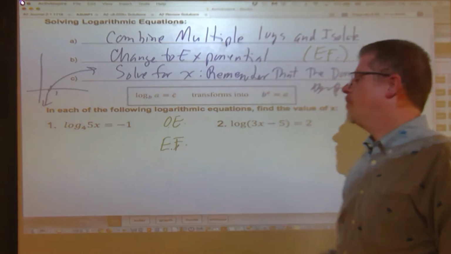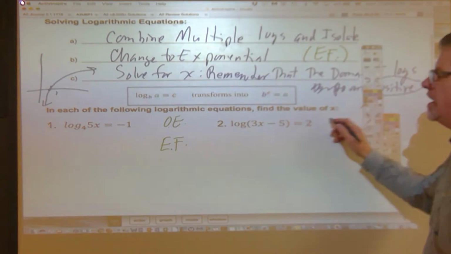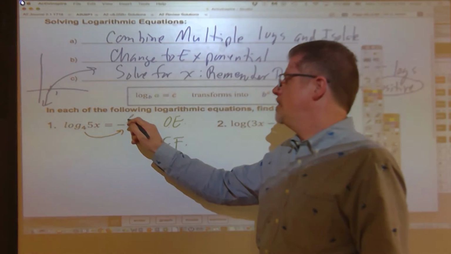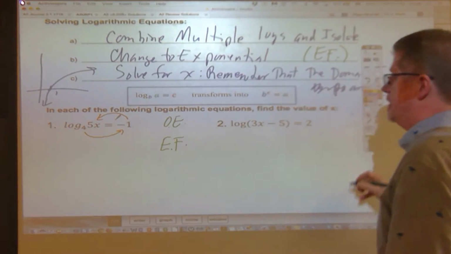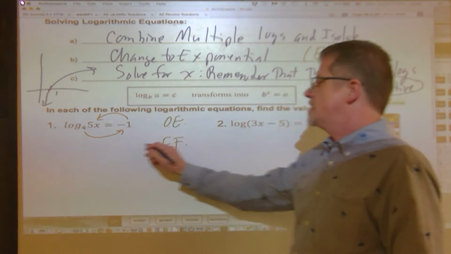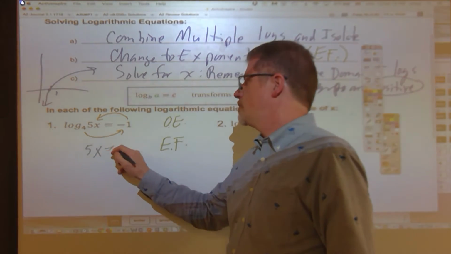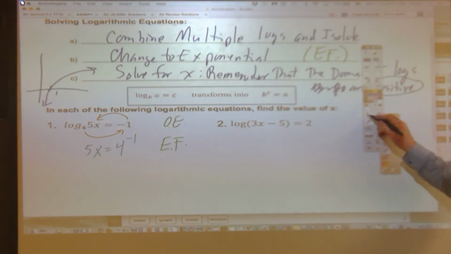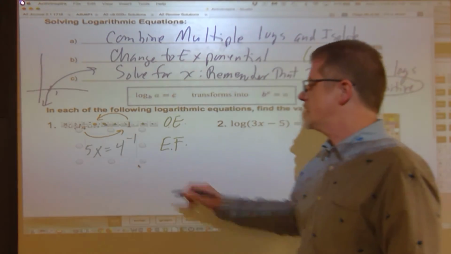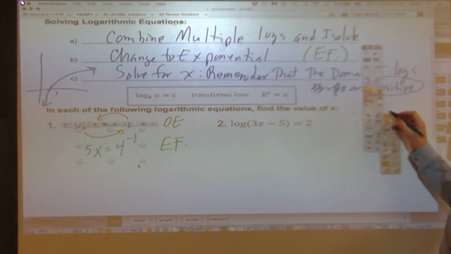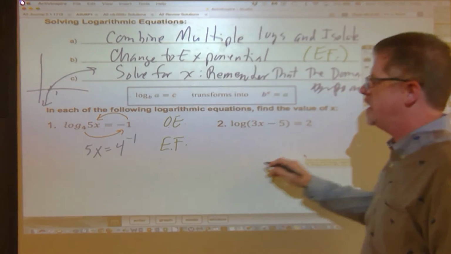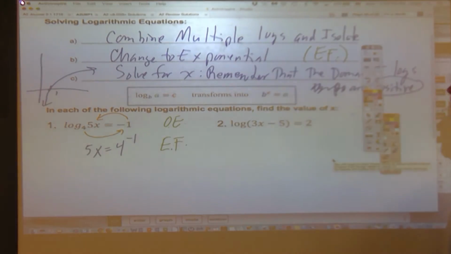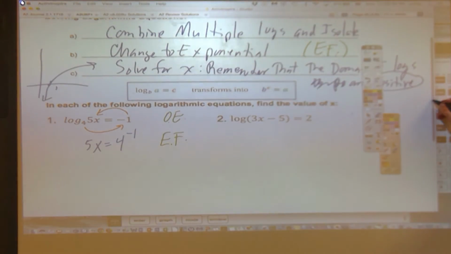Now, exponential form is really a signal that it's time to use the arrow thing. 4 to the -1 equals 5x. Here's how I'm going to write it. I'm going to reverse it so that we have 5x equals 4 to the -1 power. Using the arrow thing, informally expressed. Formally, we talk about exponential form, but informally, we talk about the arrow thing. We got 5x equals 4 to the -1.